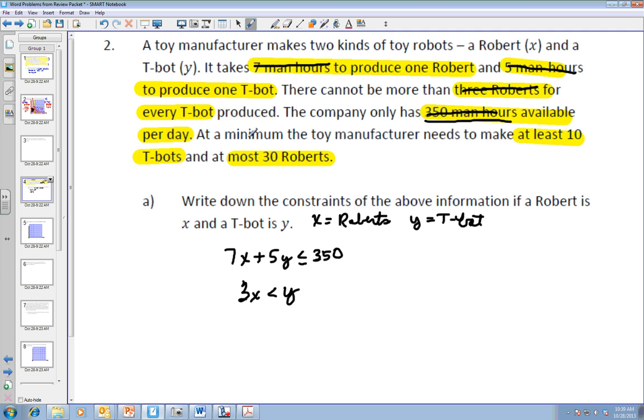And then it says, at minimum, the toy manufacturer needs to make at least 10 T-Bots. So our T-Bots have to be at least 10, so 10 or more, so that's y greater than or equal to 10. And at most, 30 Roberts. So our X has to be at most 30, or less, so X is less than or equal to 30. So those are our constraints for this problem.